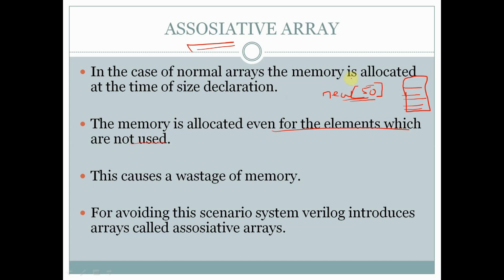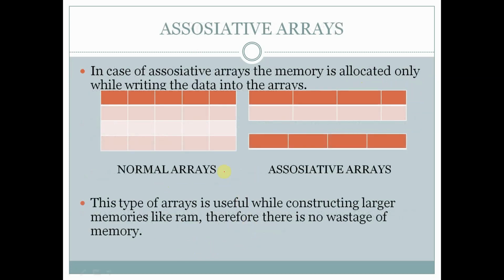Here, suppose we have 50 memory locations. In these 50 memory locations, if we use 30 memory locations and leave 20 memory locations unused, then these 20 memory locations will be a wastage of memory. Here only 30 memory locations are used out of 50 memory locations declared. So this causes a wastage of memory. To avoid this scenario, SystemVerilog introduces a concept called associative arrays.